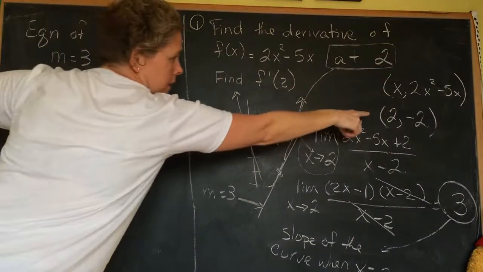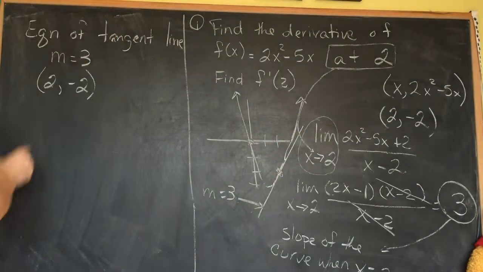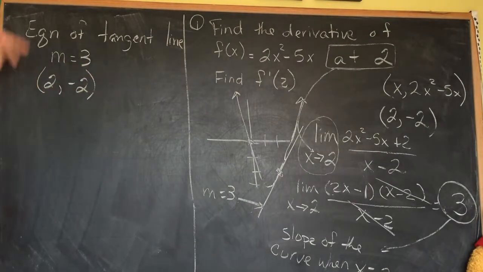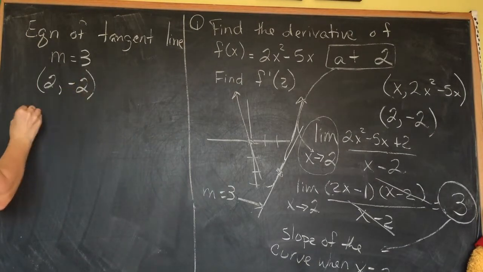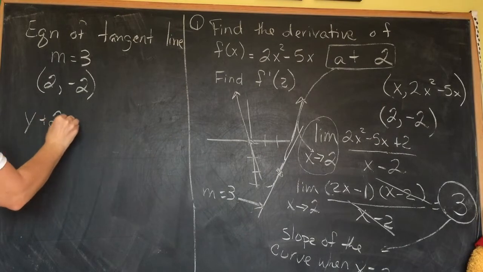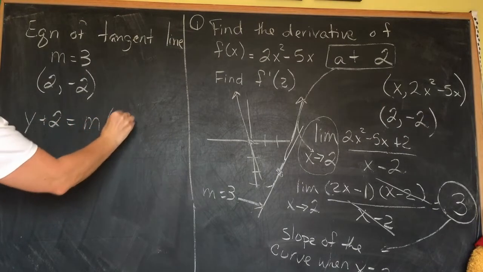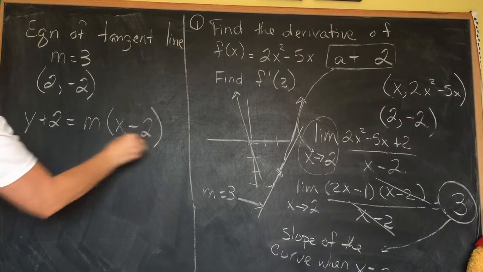That was the point that we found in the original problem. Well, if I have a slope and a point, we're going to write the equation of the line. Now in calculus, we always use point-slope form. So point-slope form: y minus y1 is equal to my slope times x minus x1.